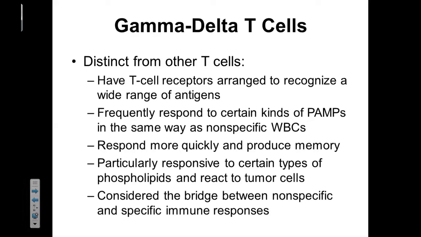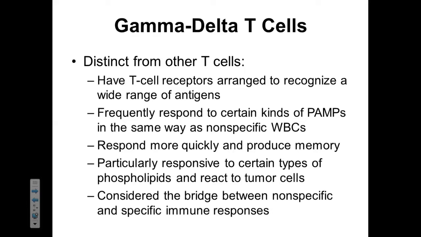Our gamma delta T cells are the new kids on the block. This is one of the new cell types that was added to this edition of the textbook as compared to the prior edition. Our gamma delta T cells aren't very well understood. They are distinct from the other T cell types. Gamma delta T cells can be activated directly by an antigen.